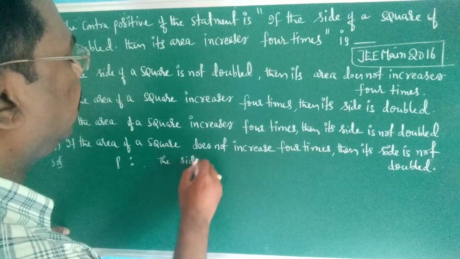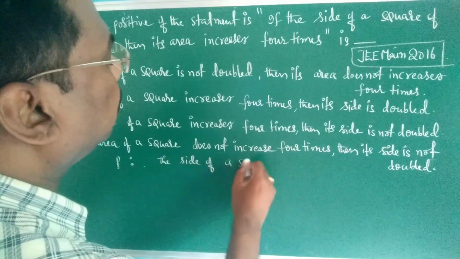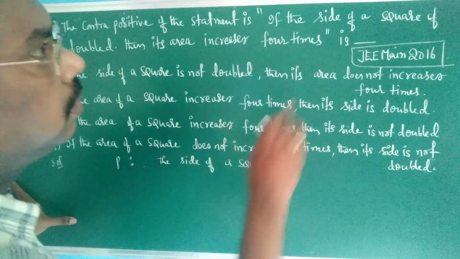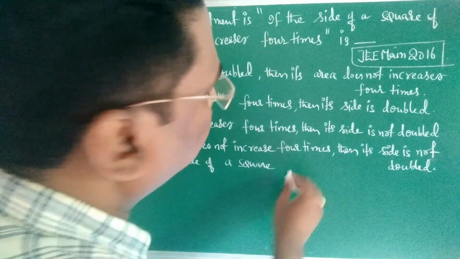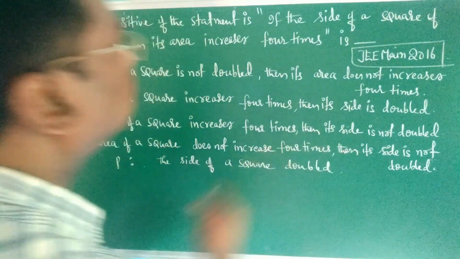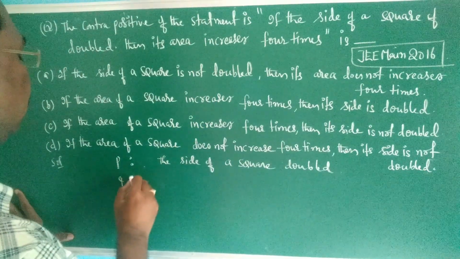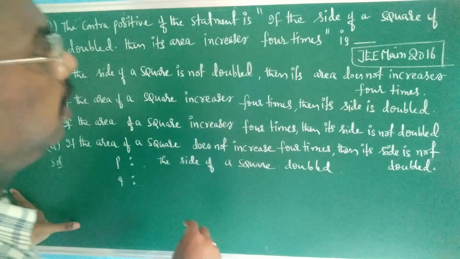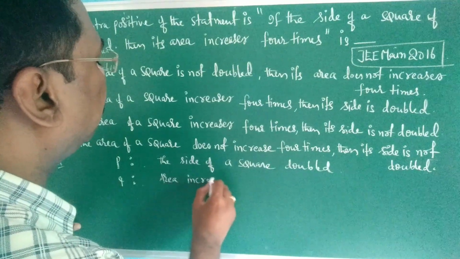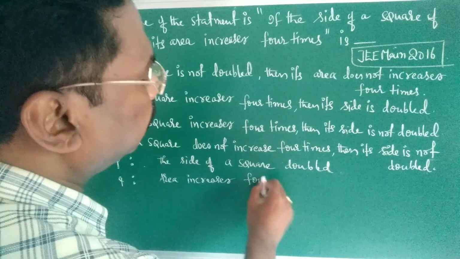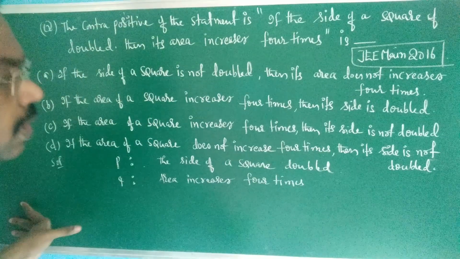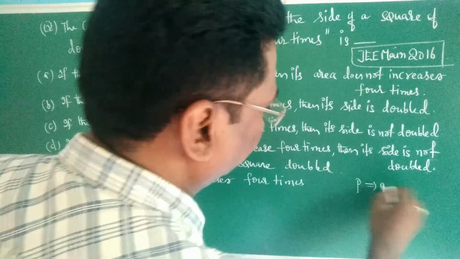The side of a square is doubled. Next, another statement, Q: area increases 4 times. Okay. Now P implies Q is the statement.